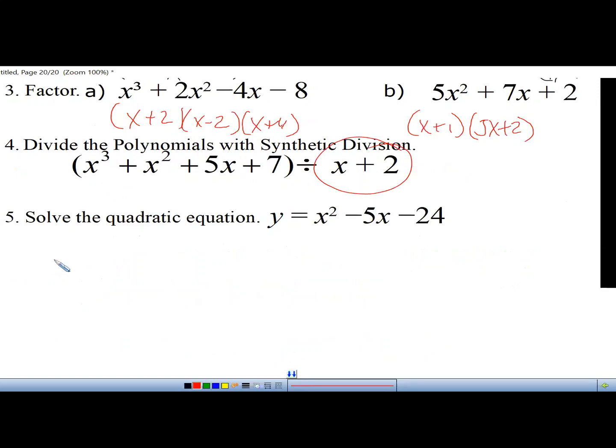Number 4, here goes, for the purpose of going over the process one more time. I start with negative 2. Coefficients are 1, 1, 5, 7. 1, negative 2, negative 1, 2, 7, negative 14, negative 7. There's a remainder. So this is x squared minus x plus 7, minus 7, which is the remainder, over x plus 2.